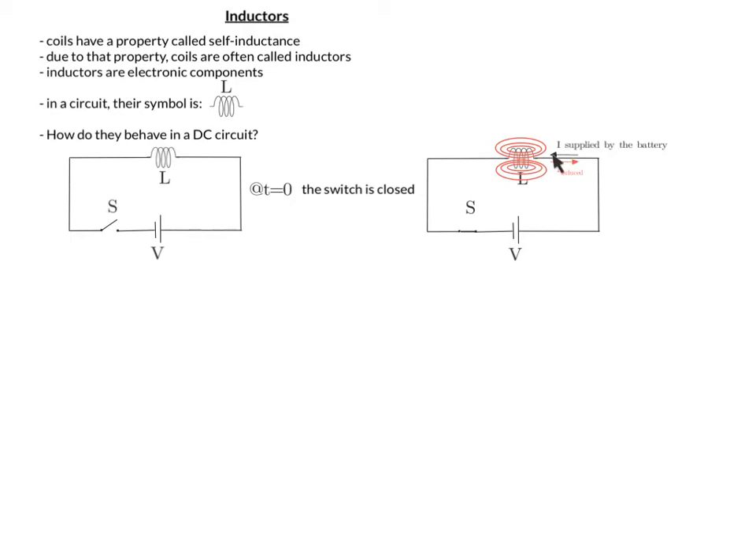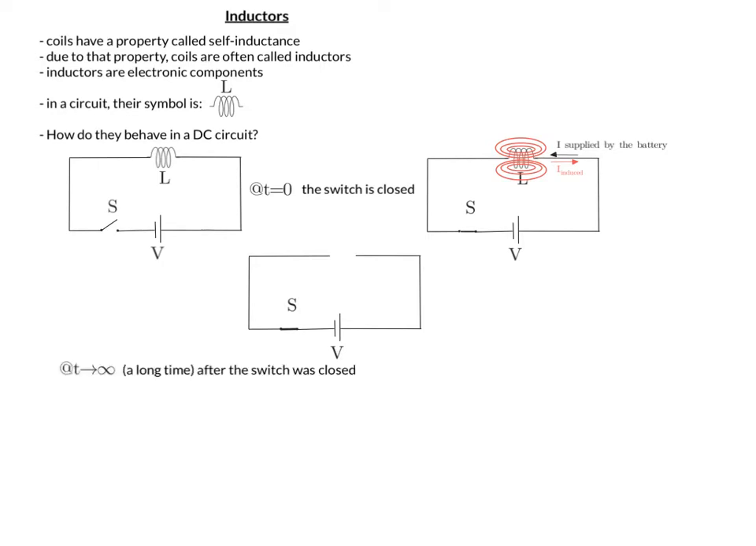Here is the current supplied by the battery, here is the induced current. They're the same in magnitude but opposite in direction. So for all intents and purposes, when we first close the switch, the inductor breaks the circuit. The battery cannot push any current through here because the inductor matches that current and sends it in the opposite direction. So at time equals 0, in a DC circuit, the inductor acts as a broken wire.